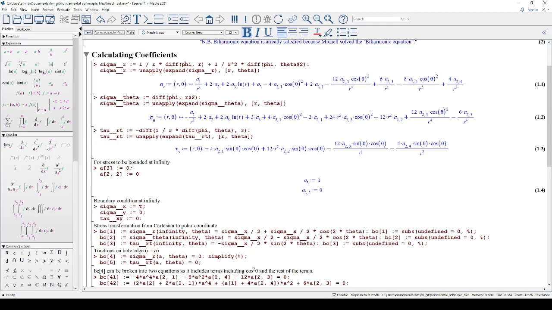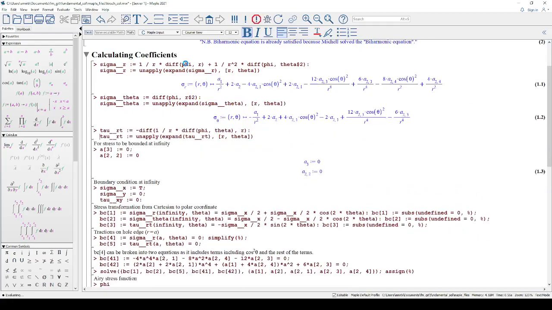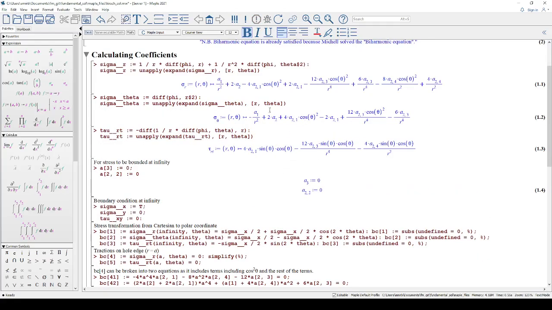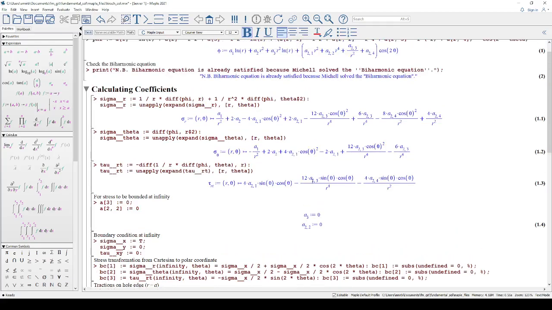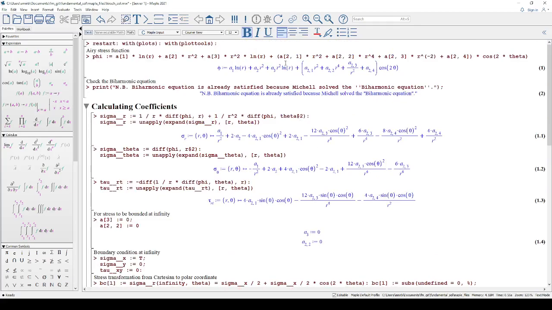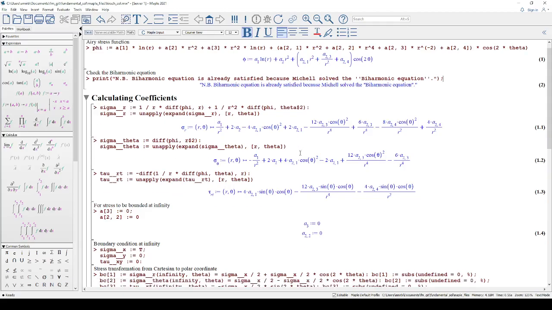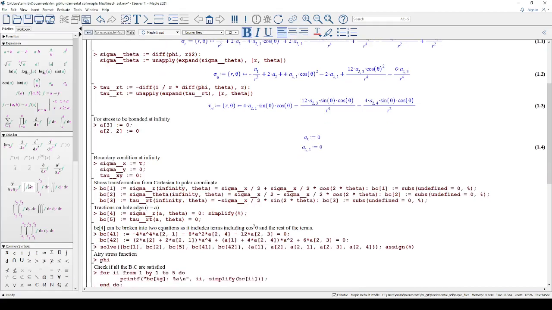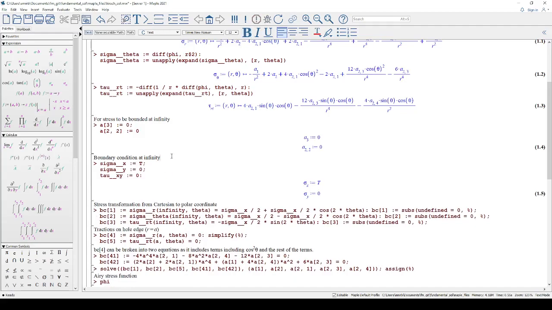So if we just execute these lines, you see that these A3 and A2 actually are removed. And if I just execute this phi again, you will see that these are also removed from here. So they are redundant terms. We don't need them. So we have stresses at infinity, but let's say in Cartesian coordinate system.